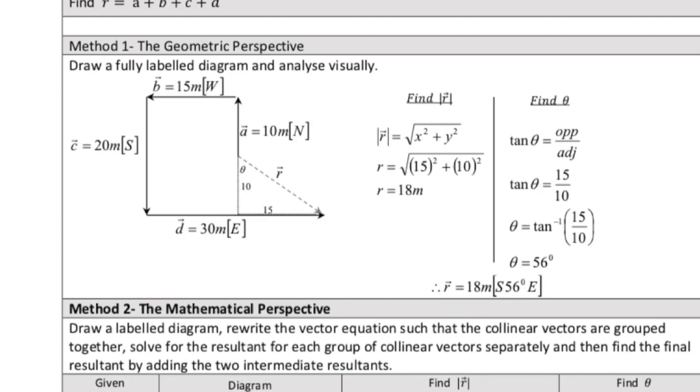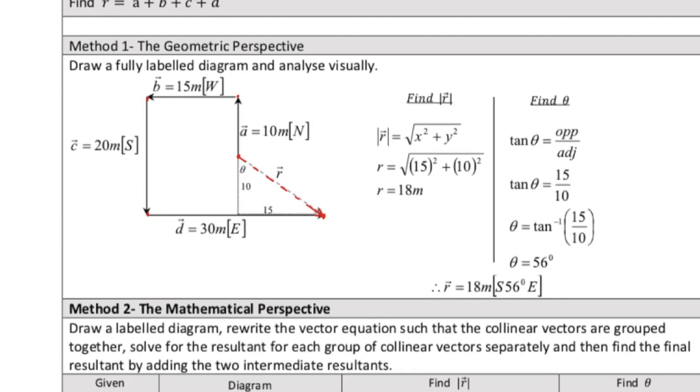So we take a look at vector A, and if you recall, we always start from the tail of A, and then the head of A attaches to the base of B, and then the head of B attaches to the tail of C, and the head of C attaches to the tail of D, and then finally, that is our end point. So our resultant always starts from the tail of A to the head of our last vector, which in this case is vector D. And as a reminder, I prefer to have the resultant dashed.